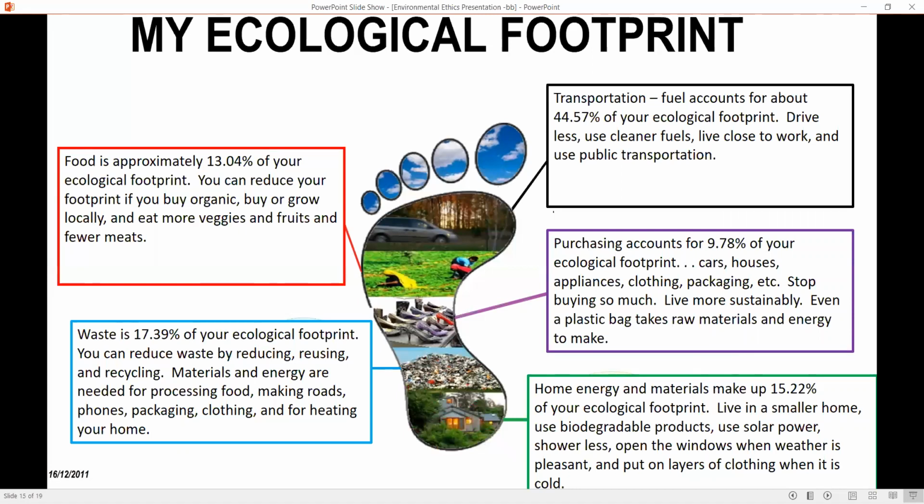Home energy and materials make up 15.22% of your footprint. Live in a smaller home. Use biodegradable products. Use solar power. Shower less. Open the windows when weather is pleasant, and put on layers of clothing when it's cold. Of course, there are many more things you can do to live green, such as planting trees.